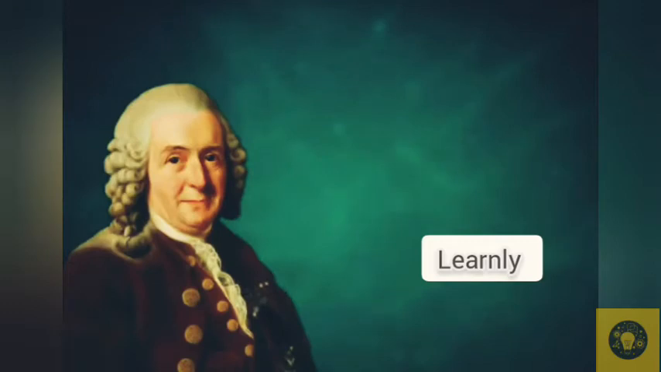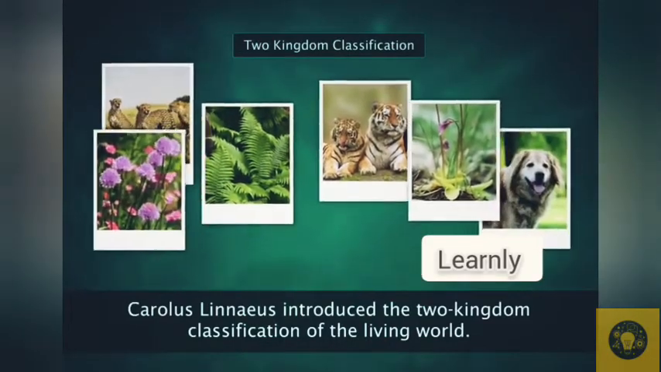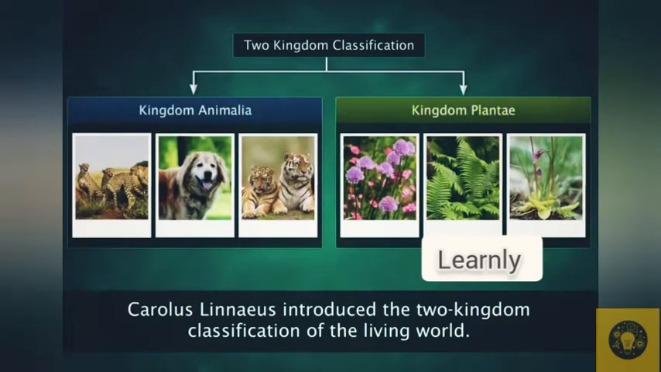Do you know who this great person is? Well, this is Carolus Linnaeus, the father of taxonomy. He divided the living world into two kingdoms, Kingdom Plantae and Kingdom Animalia.